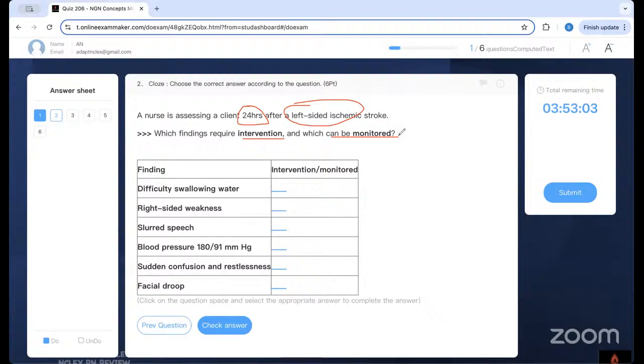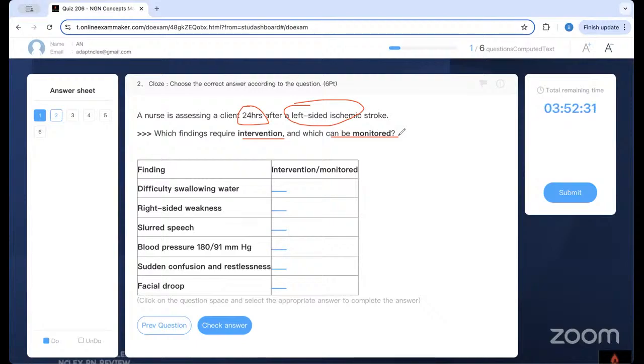Now, difficulty swallowing water. Do you see? You think it's okay after 24 hours of stroke? This is what is going to happen. Right-sided weakness. Do you expect that? Slurred speech. Do you expect that? Blood pressure of 180 over 91. Do you expect that? Sudden confusion and restlessness. Do you expect that? And facial droop. Do you expect that? Right.